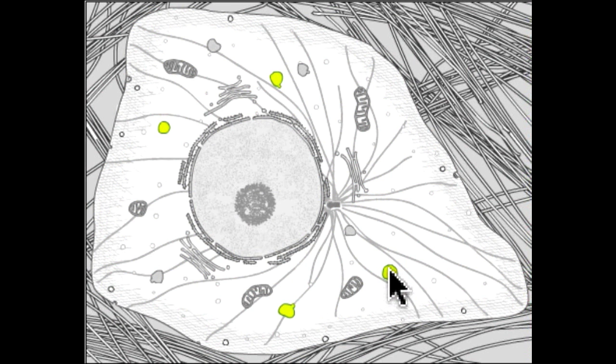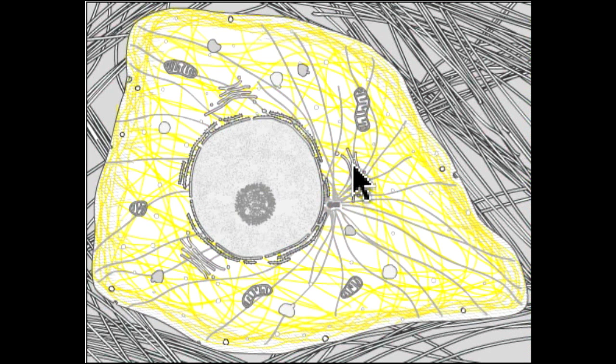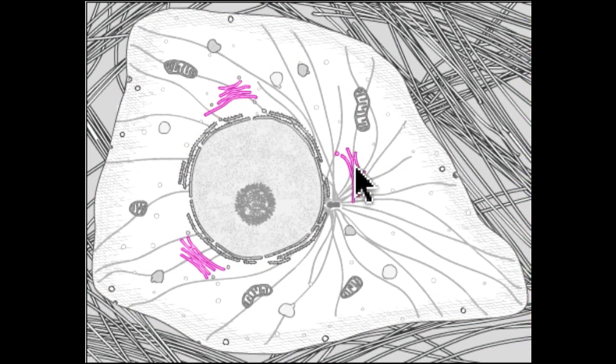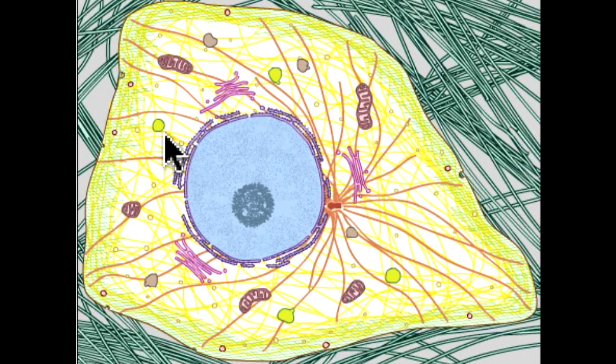Here is the Golgi apparatus shown in purple. There's the Golgi. Let's look at the endoplasmic reticulum here, shown in kind of blue. You can see ribosomes are studding this. That would be rough ER. Here are some intermediate filaments shown in yellow.